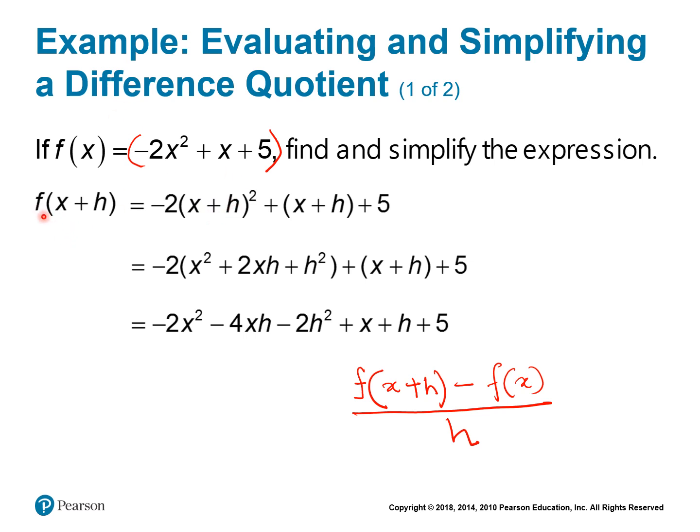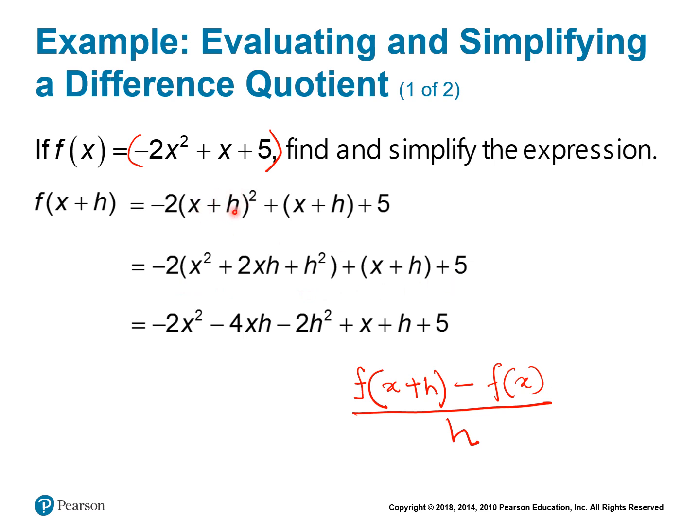So in the second line here, what they've done is they've shown how they are evaluating the expression f of x plus h. They took the x plus h and replaced x with x plus h. So we have negative 2 times x plus h, whole squared, plus they replaced this x with x plus h, and then of course the plus 5. Okay, so now they are simplifying this.